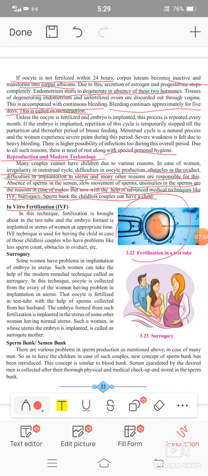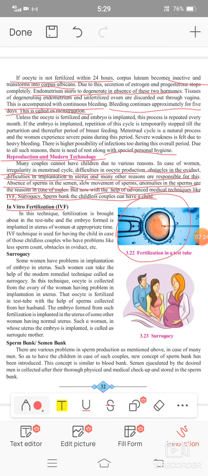The in vitro fertilization is shown in the diagram, where in this technique the fertilization is brought about in the test tube and the embryos formed are implanted in the uterus of the woman at the appropriate time. So it is in vitro fertilization.